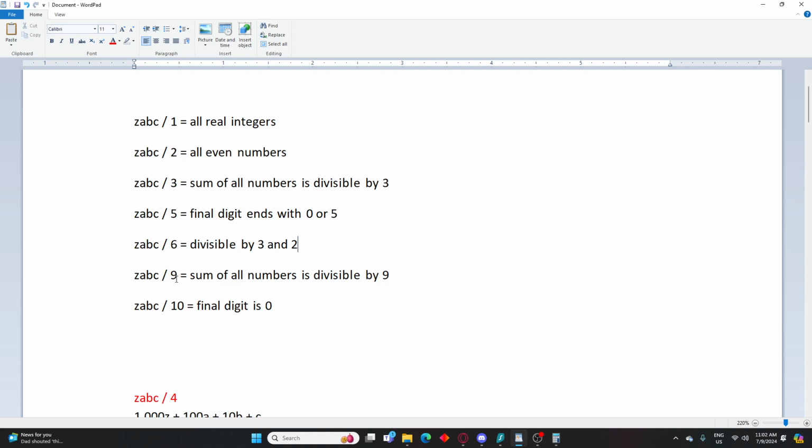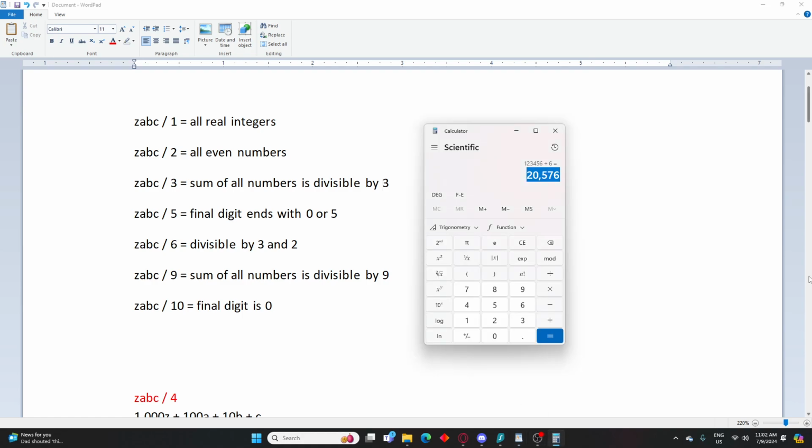And ZABC divided by 9: the sum of all digits is divisible by 9. So it's very similar to the 3, except the sum has to be divisible by 9. So let's say, for example, 1, 2, 3, 4, 5, 6, 7. I actually don't know if this is off the top of my head. So that would be 21 plus 7, which is 28. This is not divisible by 9 because 28 is not divisible by 9. So let me come up with an example that is.